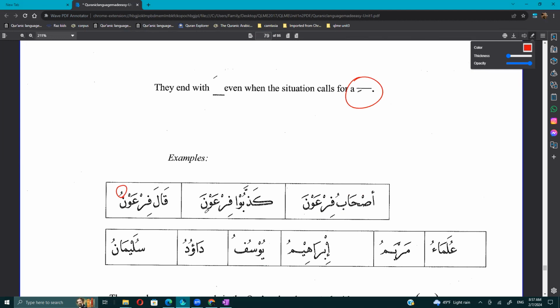What is it? Fir'auna. Can someone explain this to me? What grammar is this? They lied to Firaun. What is it, sister?